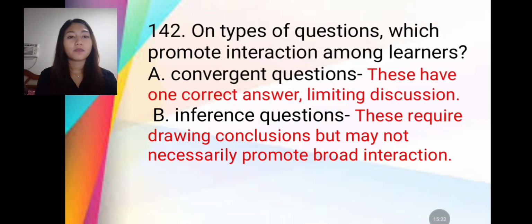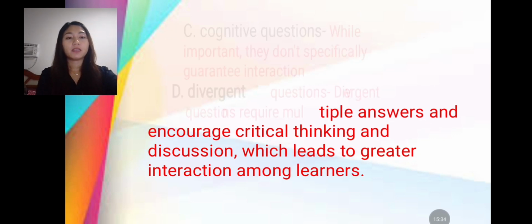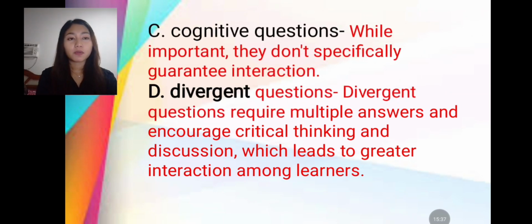Letter A, these have one correct answer, limiting discussion. Letter B, this requires drawing conclusions but may not necessarily promote broad interaction. While letter C, cognitive questions, while important, they don't specifically guarantee interaction. Letter D, divergent questions require multiple answers and encourage critical thinking and discussion, which leads to greater interaction among learners.